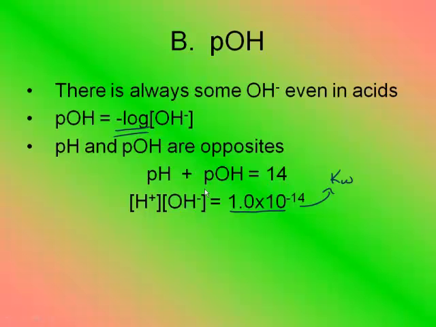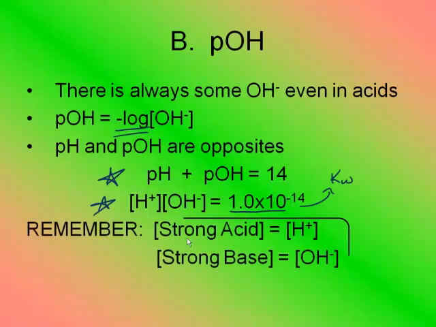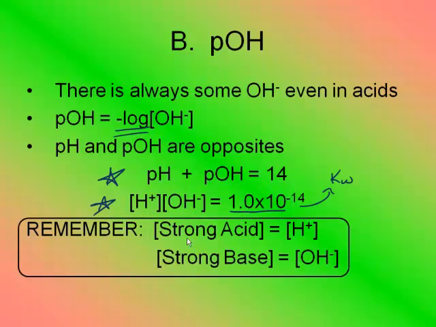Here's what you need to remember. These two formulas will appear on the equation sheet, it's not a big deal, but what you need to remember are these two facts here. For a strong acid, the concentration of the strong acid is equal to the H+ concentration, and the concentration of a strong base is equal to the OH- concentration.